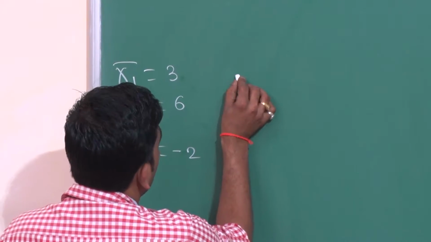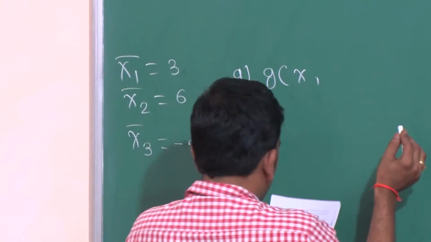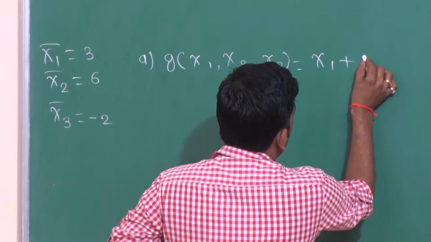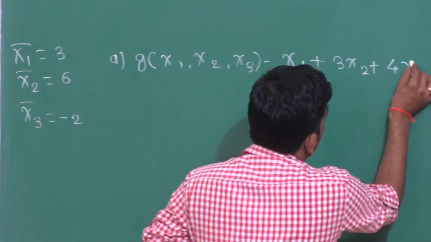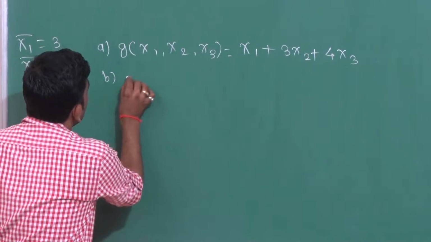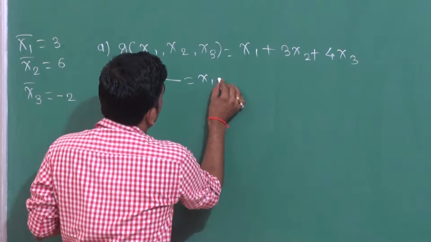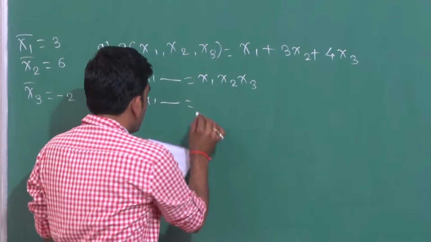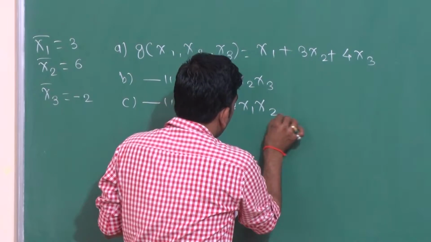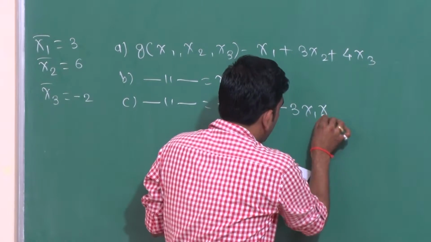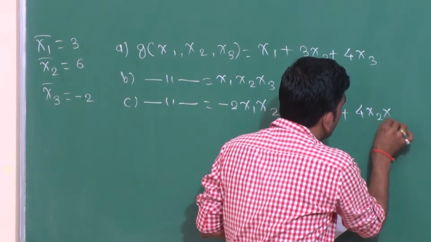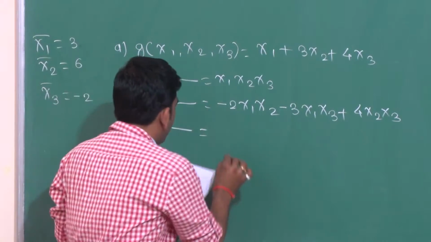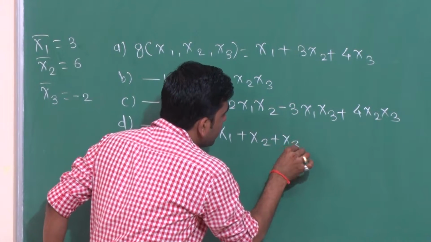Find the mean values of the following function. A, g of x1, x2, x3 that is equal to x1 plus 3x2 plus 4x3. B, x1 into x2 into x3. C, minus 2x1 into x2 minus 3x1 into x3 plus 4x2 x3. And last one, D, which is given as x1 plus x2 plus x3.